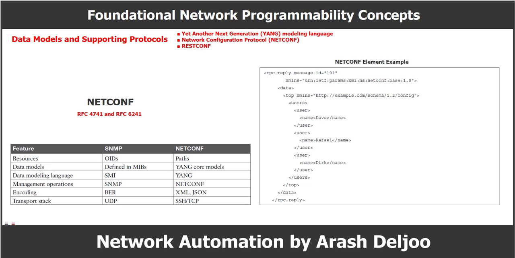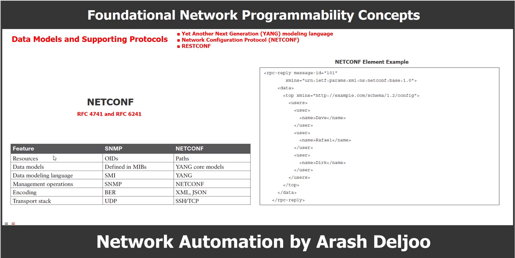This provides an example of a NETCONF element from RFC 4741. This NETCONF output can be read as follows. There is an XML list of users named users. In that list, there are individual users named Dave, Rafael, and Dirk.